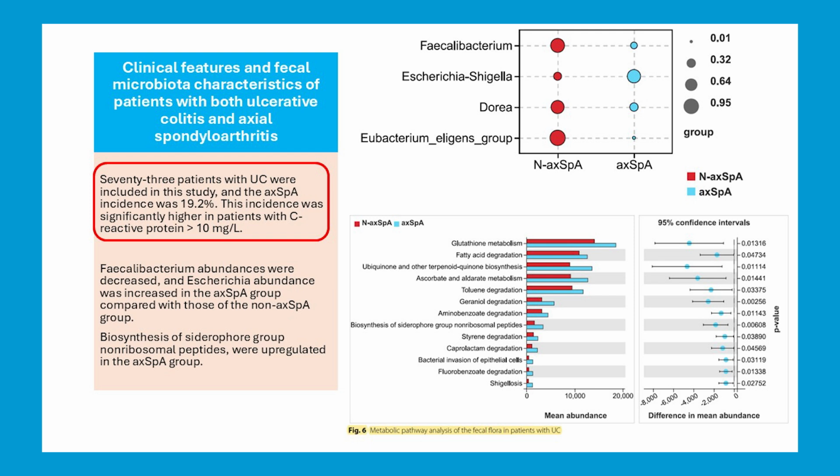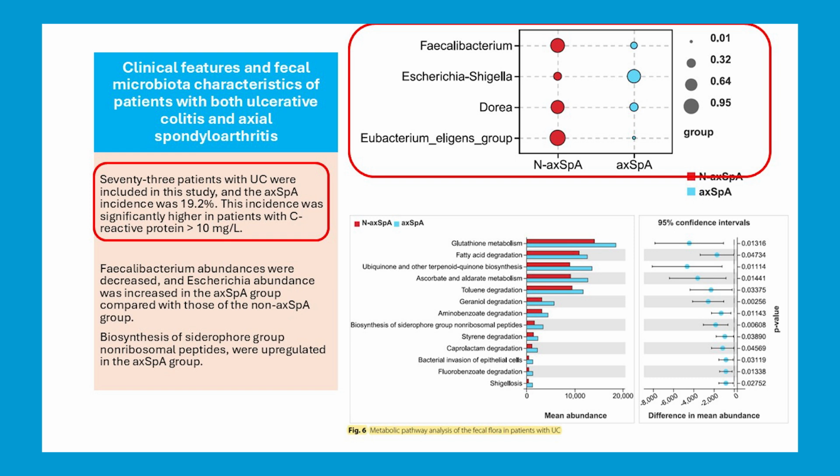And in fact, the more inflammation they had, as measured by CRP, the higher the incidence. Here we see the two poster children for the gut, F. prausnitzii on the side of health and E. coli on the side of disease. As we compare the more severe axial to the non-axial, we see with increasing severity, the microbiome is not the same. E. coli is more abundant in axial, while F. prausnitzii and Eubacterium elegans, another amazing health promoter, are more abundant in the less severe.